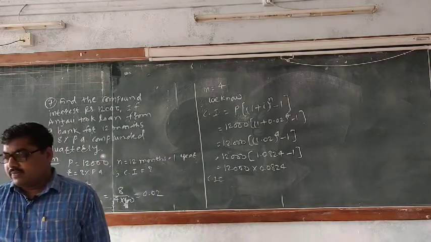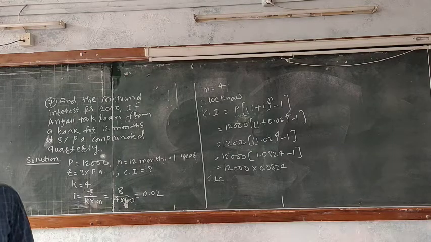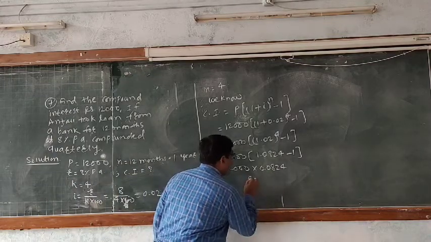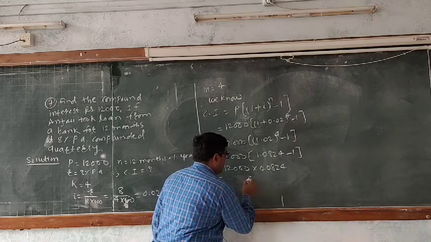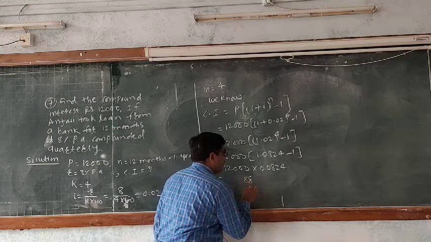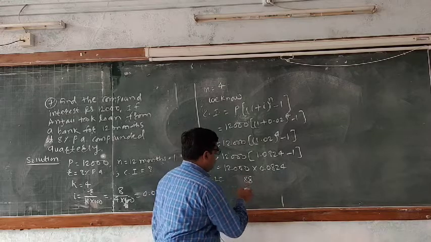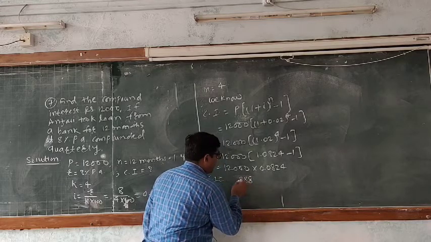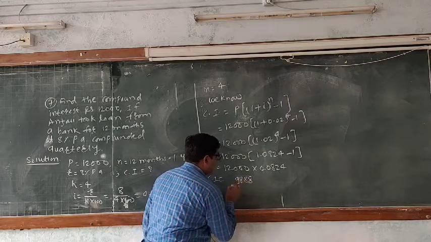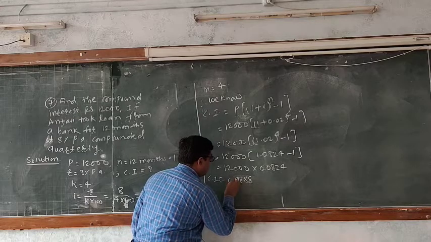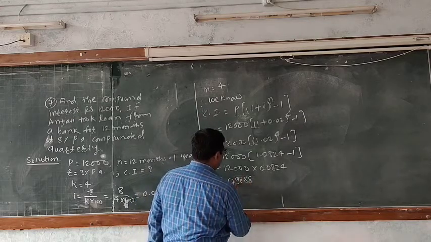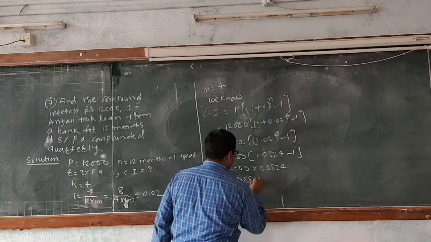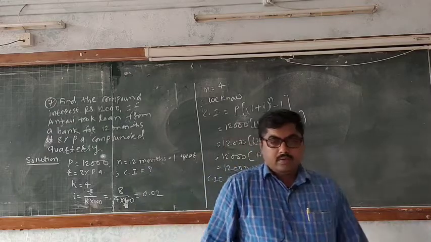Compound interest is 12 into 4. So this is your problem.